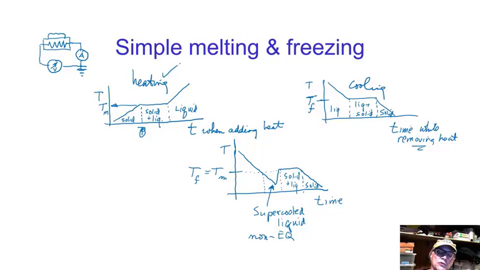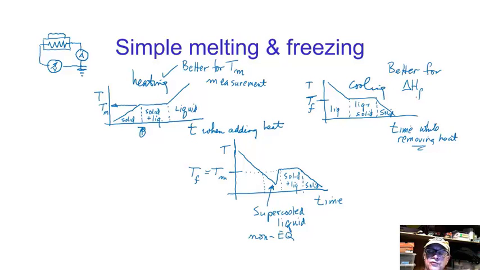However, if you want to know the amount of heat that's generated during the freezing, which is the same as the amount of heat that's absorbed when you melt it, then you're better off doing the cooling curve. So this one is better. And cooling curves are better for getting the, I'll say, enthalpy of freezing, which is minus the enthalpy of melting. So it depends on what you want.